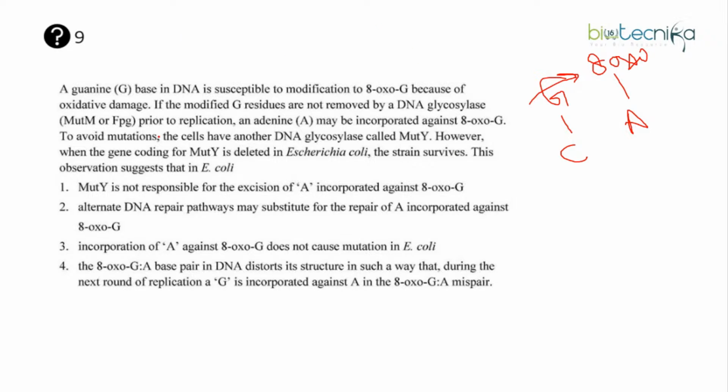Alright. To avoid mutations, the cells have another DNA glycosylase called MUT-Y. However, when the gene coding for MUT-Y is deleted, the strain survives. This observation suggests that in E. coli, MUT-Y is not responsible for the excision of A incorporated against 8-oxo-G. Alternate DNA repair pathways may substitute for the repair of A.